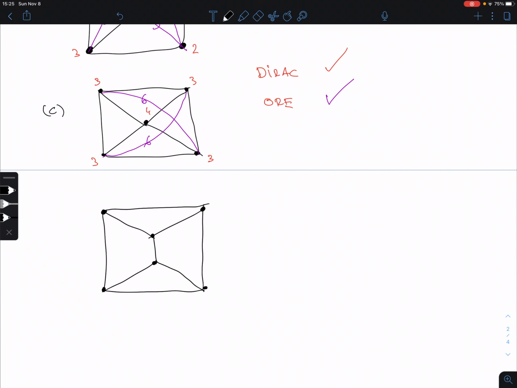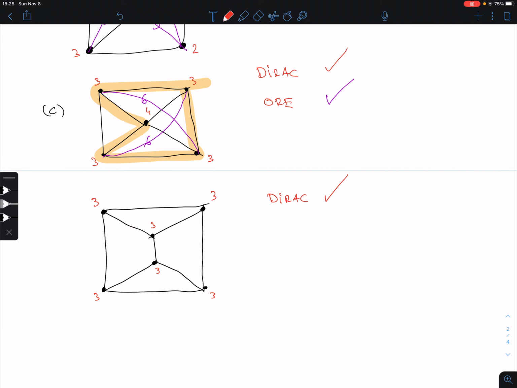And now the degrees, let's calculate them again. 3, 3, 3, 3, 3, and 3. So Dirac again is correct. Oh, sorry, what I forgot to say, is there a Hamilton circuit? Yes, the Hamilton circuit, right, in the previous one. Okay, here, Dirac is true.